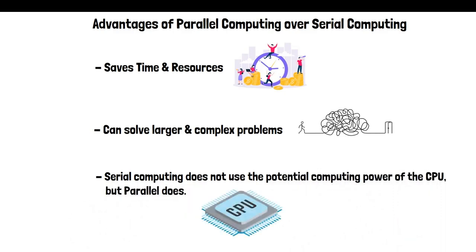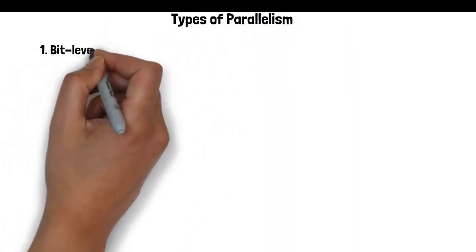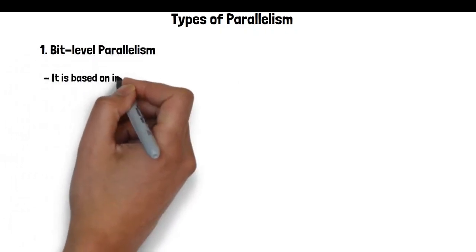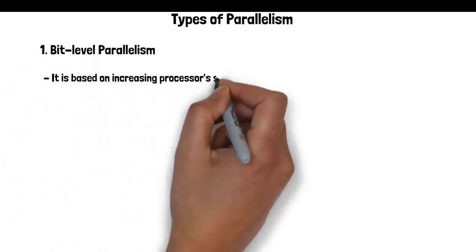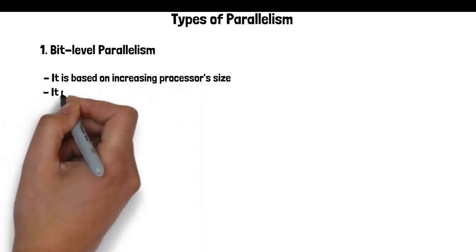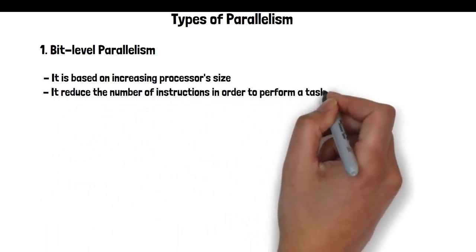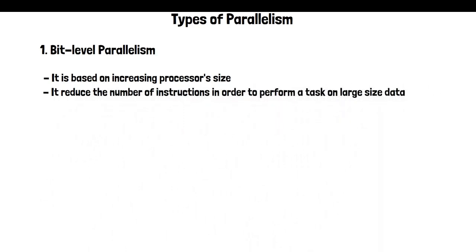Now let's look at the types of parallelism. Number 1. Bit level parallelism. Bit level parallelism is based on increasing processor size. It reduces the number of instructions needed to perform a task on large size data.